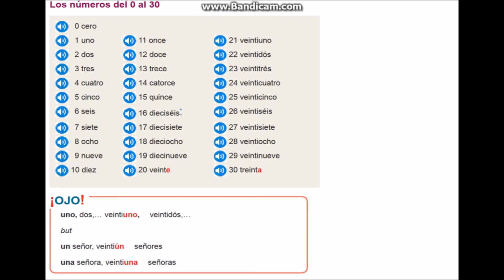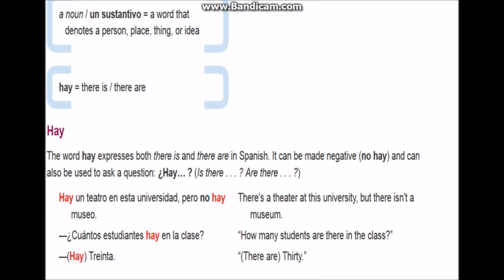And there's one more thing about numbers, hay. So with hay, this is H-A-Y. Remember that the H is silent. Hay means there is, there are. So when we ask a question, we put hay at the beginning and it becomes is there or are there. We can make it negative, there aren't or there is not, and we say no hay. So hay will always agree, whether it's singular or plural, like there's one man, there are 50 men, it's always going to be hay. So let's look at the example.